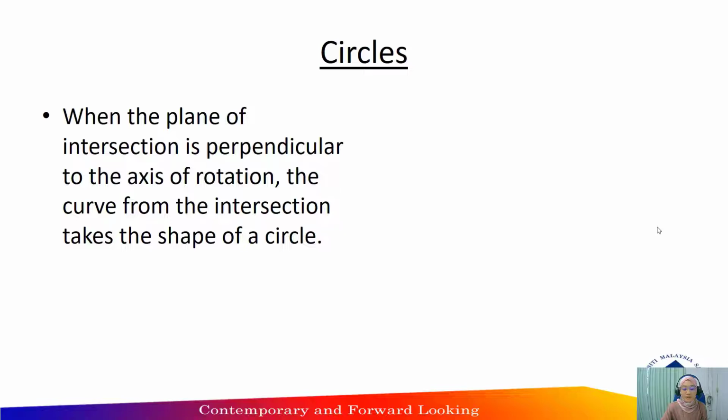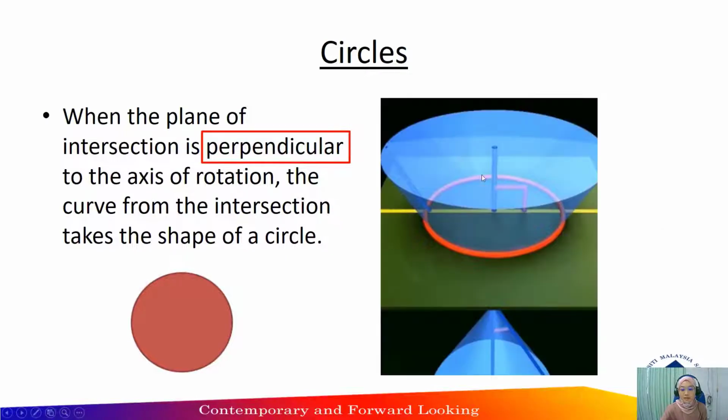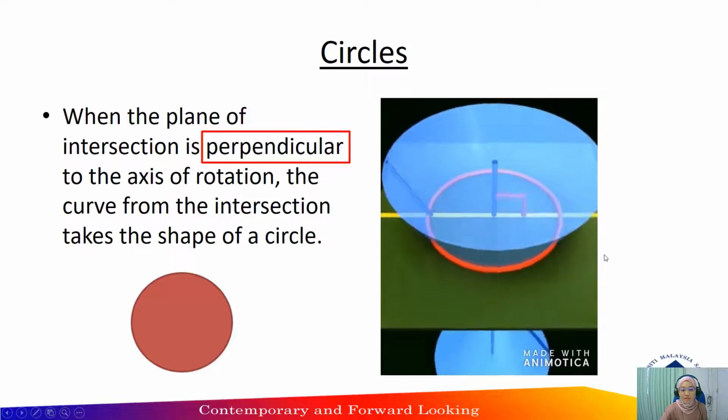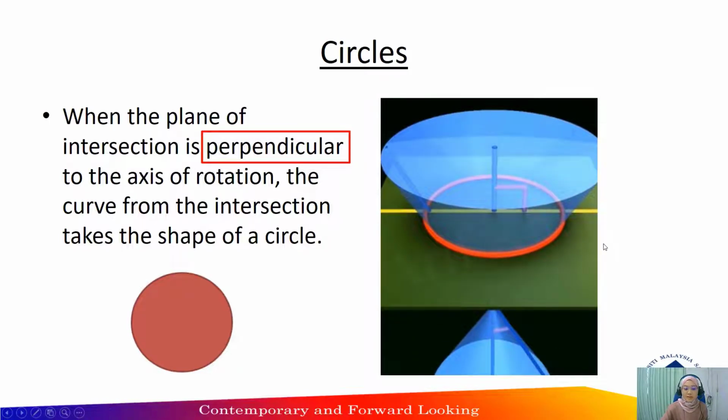The first conic section is the circle. When the plane of intersection is perpendicular to the axis of rotation, the curve from the intersection takes the shape of a circle. You can refer to this illustration. The plane of intersection is perpendicular to the axis of rotation, so it will take the shape of a circle.